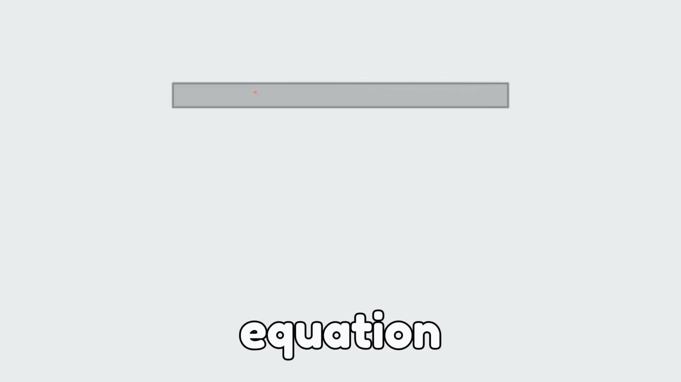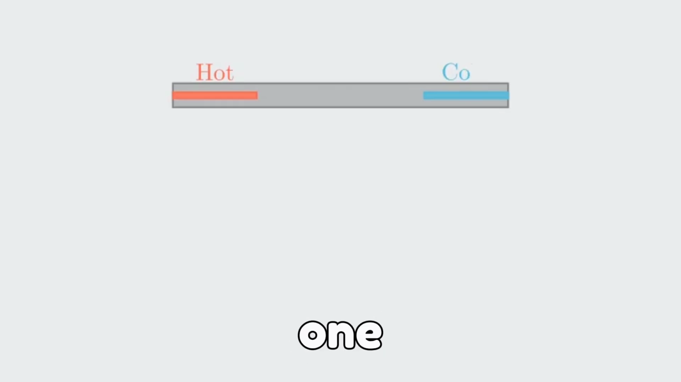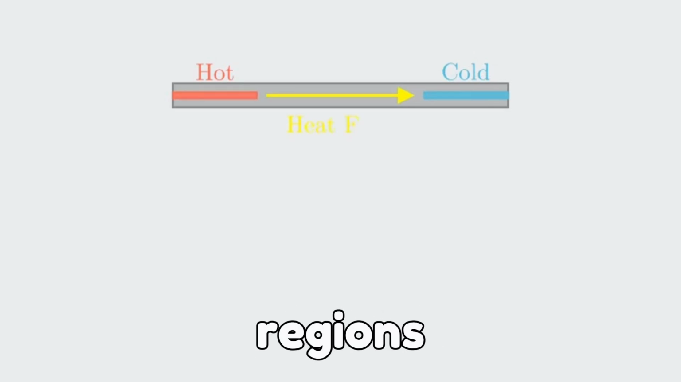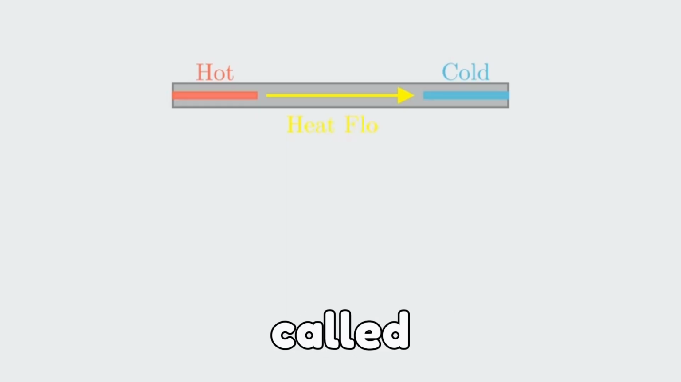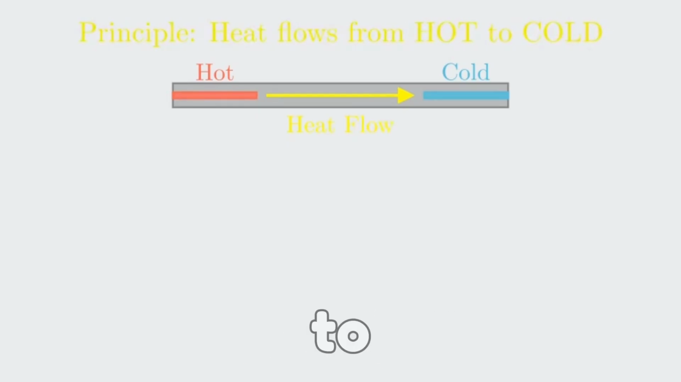Before we look at the equation itself, let's explore the physical ideas that it's built upon. Imagine a long, thin metal rod. If you heat one end of the rod, what happens? The heat doesn't stay at one end. It starts to spread to the colder parts of the rod. So heat moves from hotter regions to colder regions. This movement is called heat flow. The fundamental principle is that heat flows from hot to cold.